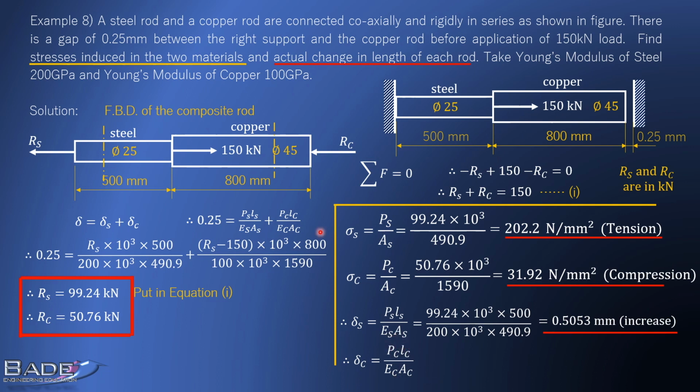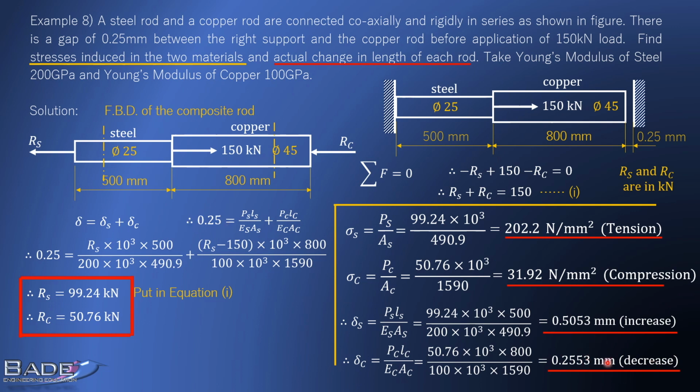What exactly is the load on copper? We have considered a section in the copper, we have realized that it is push type of force. That means copper is in compression. And how much is that compression? 50.76. This RC is 50.76. Substitute respective values and get the answer. It is decrease in length. Now if you add these two deformations, delta S plus delta C, you should get total delta. And how much is total delta? 0.25.